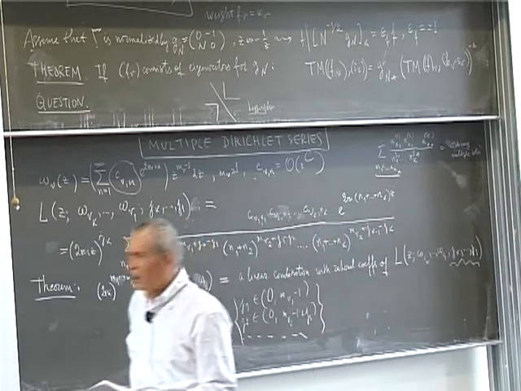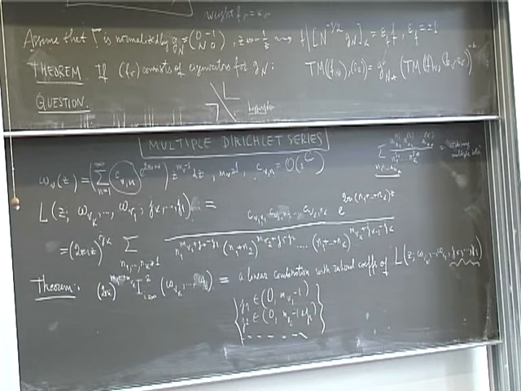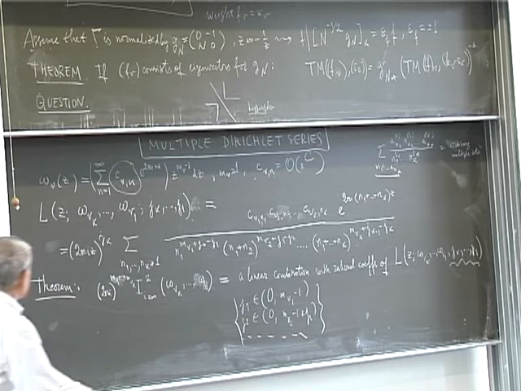Sorry? No, J is a total integral where I is just one coefficient. Oh, this I. Yes, just one coefficient.